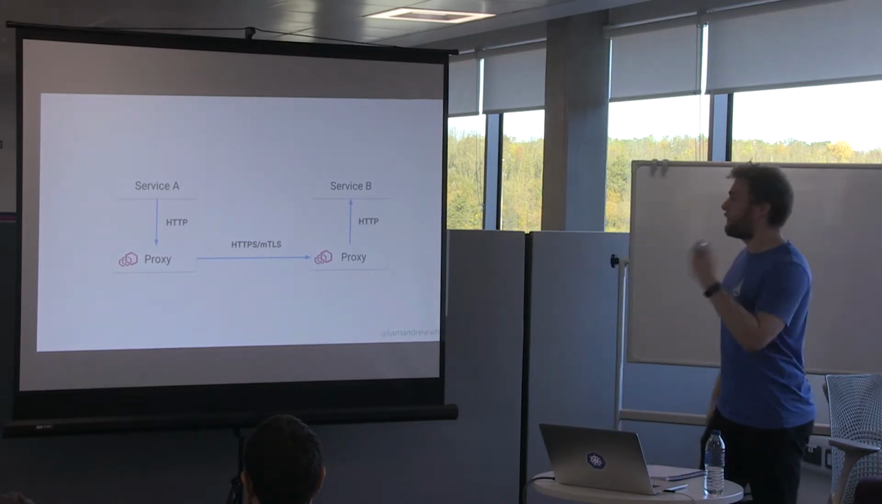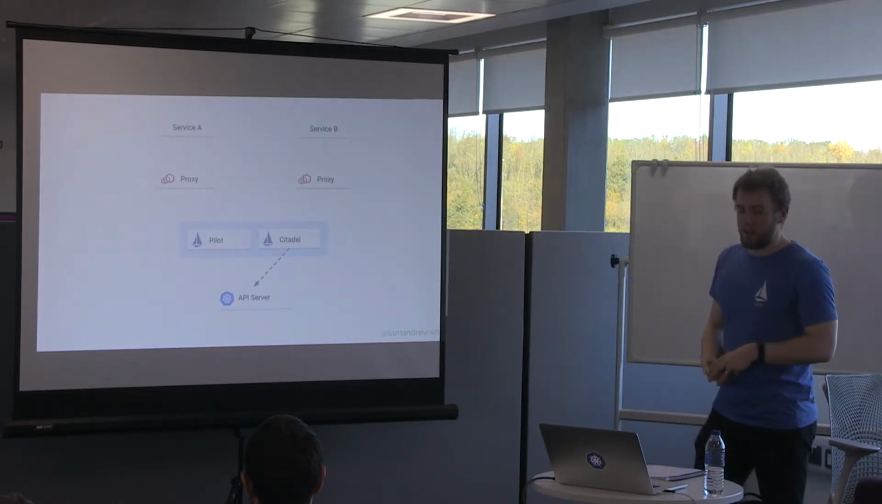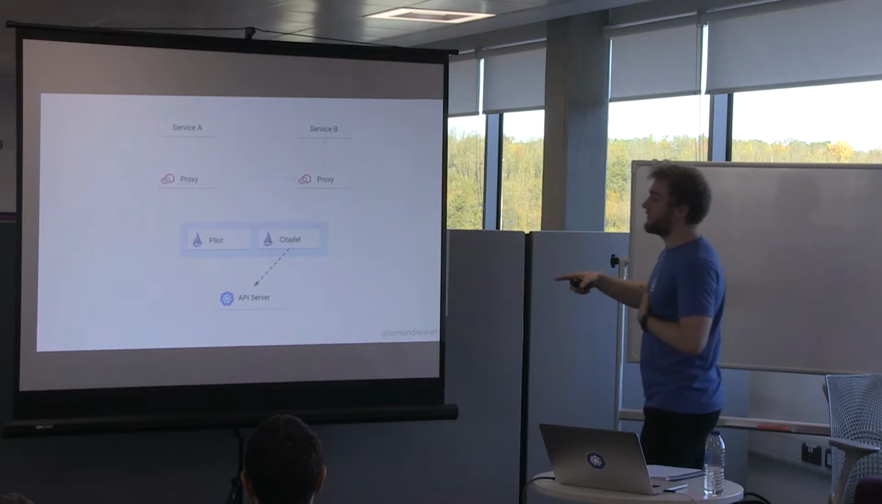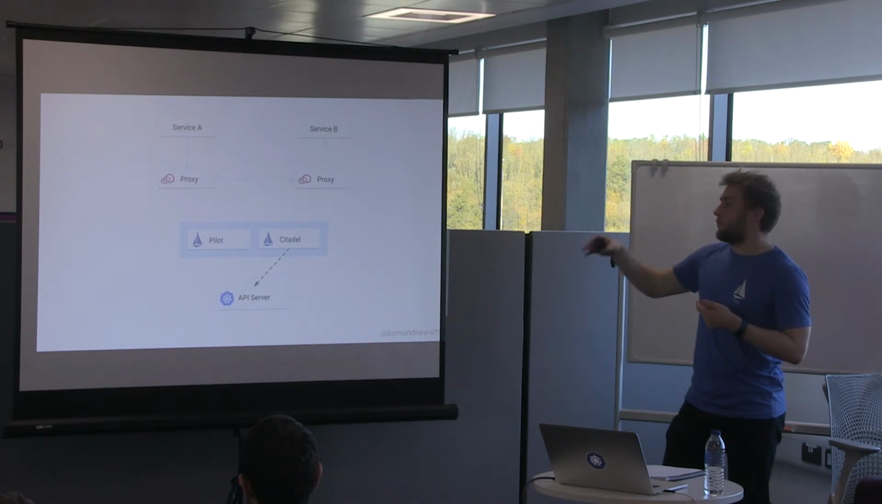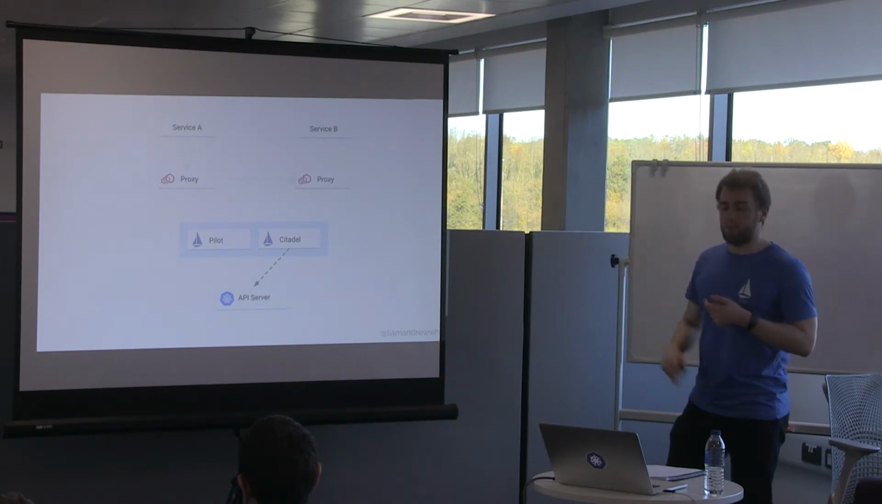So how does each Envoy actually prove its identity? It uses a component called Citadel. Citadel, this is all again in Kubernetes. If you're interested in how it works, you can ask questions afterwards, in things like that aren't Kubernetes based.